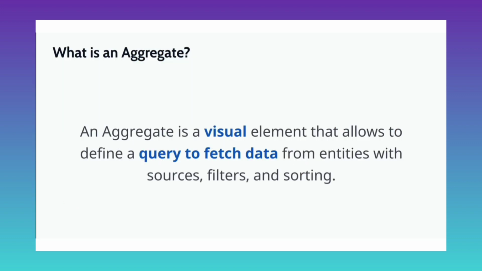The aggregate is the visual element that allows you to define a query to fetch data from entities with many aspects like sources, filters, and you can also sort the data. Typically there is a form in which the user is entering the data, and this data needs to be captured inside the database in a permanent nature. From capturing the data in the form to storing the data in the database, in between we do something, which is what we saw in the earlier chapter, where we wrote a lot of logic in the action.